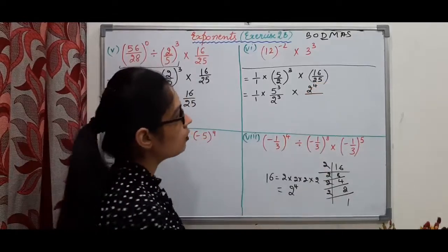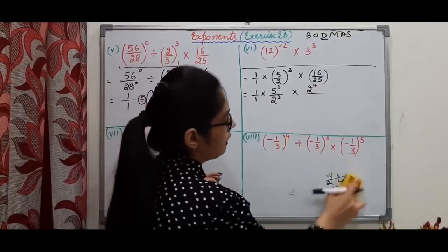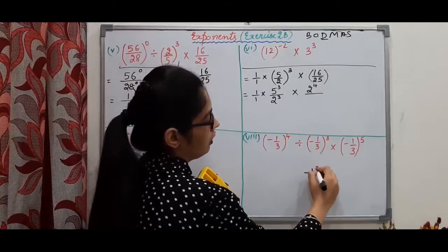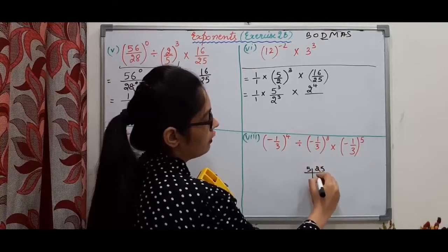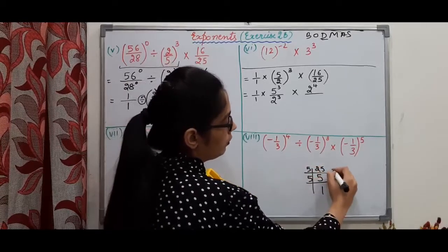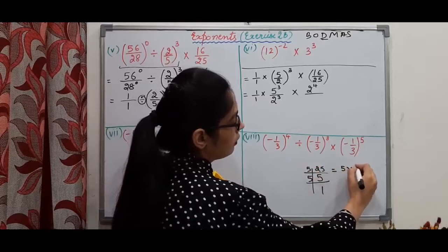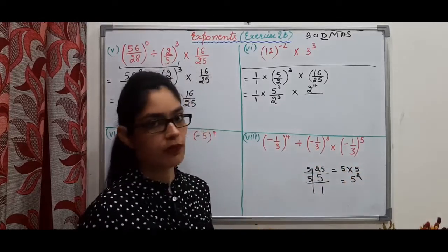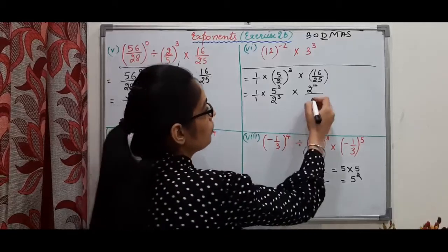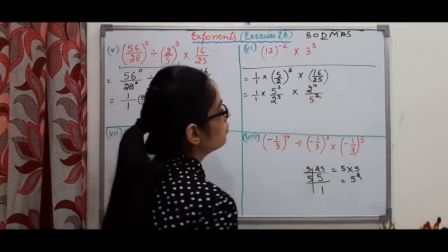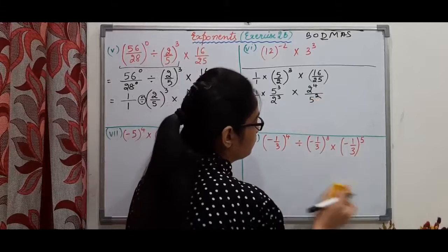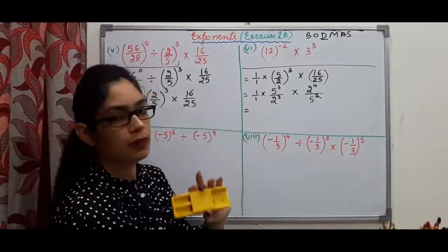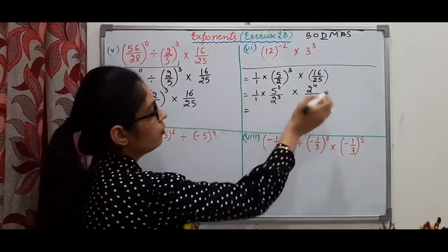Now in place of 25 also, 25 in terms of 5 only we can write. So 5 into 5 is 25. So 25 can be written as 5 into 5 or 5 to the power 2. 2 times 5, that means 5 to the power 2. So with 1 if we multiply, it will remain same.